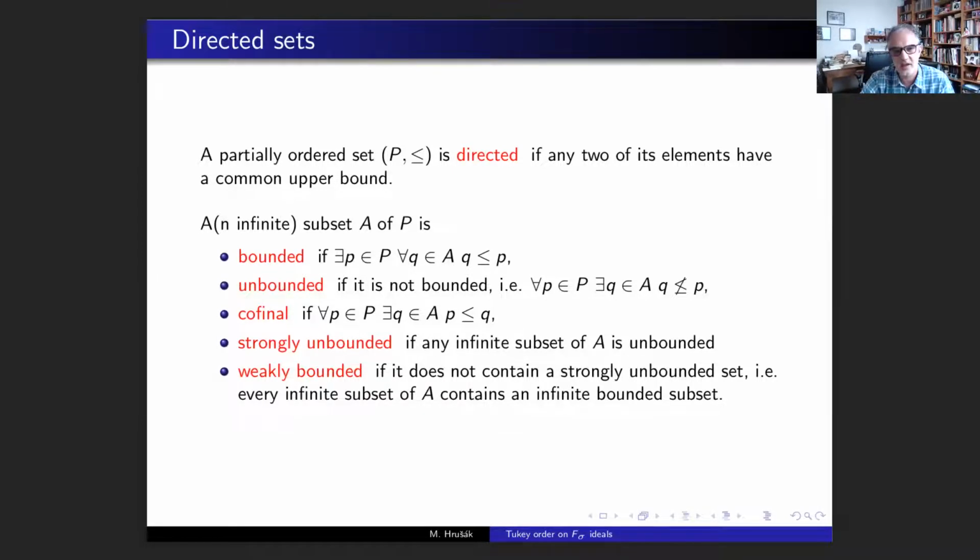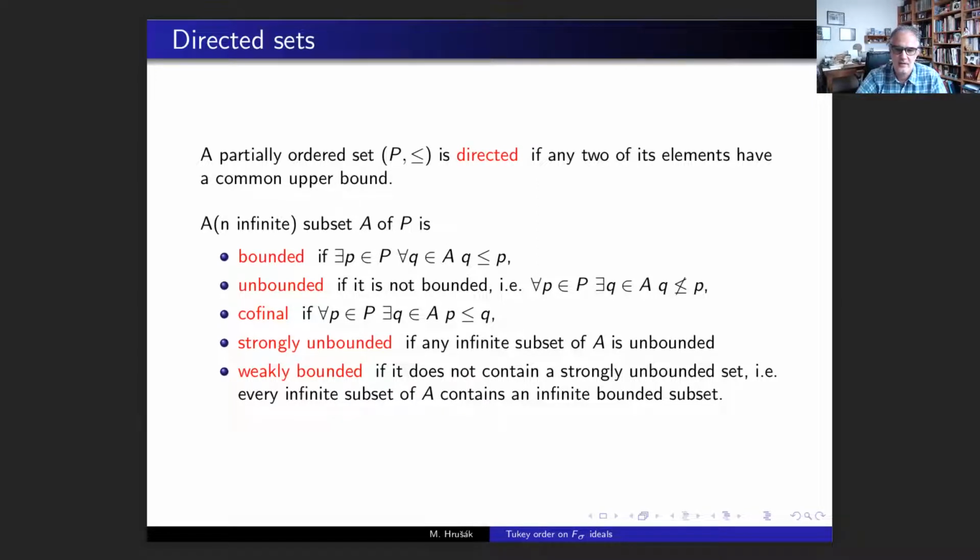So Tukey order tries to classify directed partial orders. Let's run quickly through the basic definitions. A partially ordered set is directed if it's upwards directed, and that means any two of its elements have a common upper bound. In a directed set, we can talk about bounded sets, which are bounded from above, and those which are not bounded are unbounded, meaning for any potential bound, there is some element which is not bounded by it. We can talk about cofinal families, sometimes called dominating families.